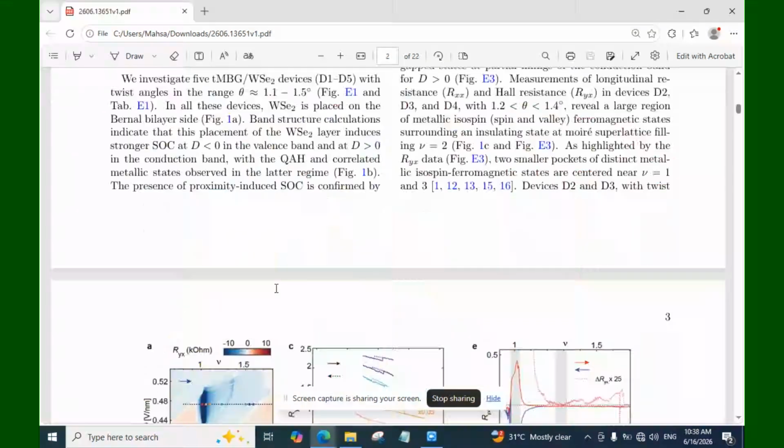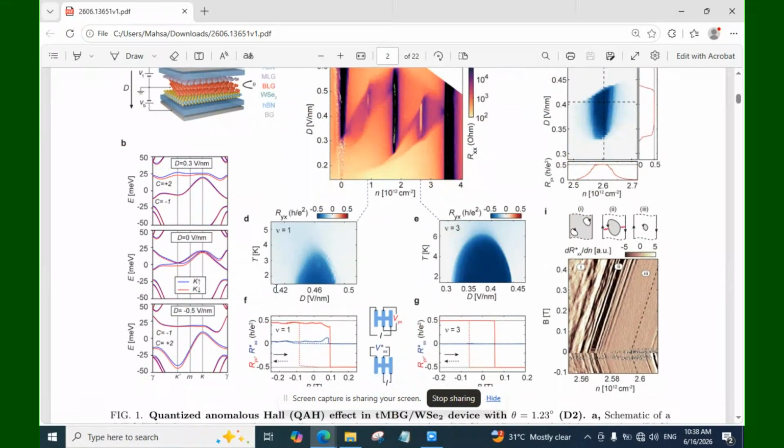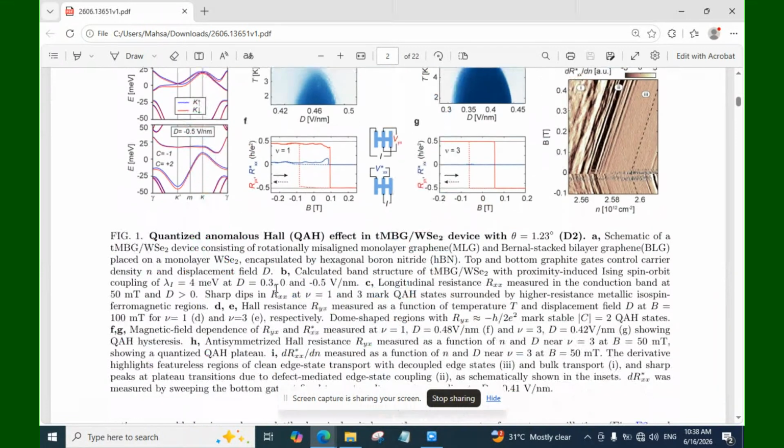So there are two figures. The first figure illustrates the quantized anomalous Hall, or QAH, effect in the TMBG/WSe2 device with theta equal to 1.23 degrees. Panel A is a schematic of a TMBG/WSe2 device consisting of rotationally misaligned monolayer graphene and Bernal-stacked bilayer graphene placed on a monolayer WSe2 encapsulated by hexagonal boron nitride. Top and bottom graphite gates control carrier density n and displacement field D.